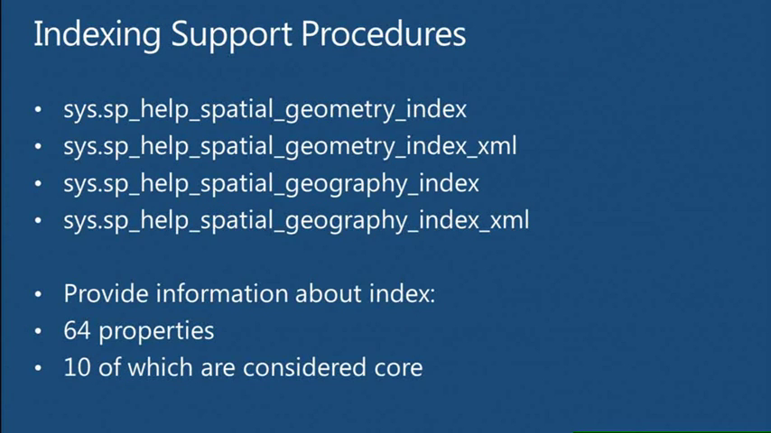And here are the spatial geometry support procedures. Now, these procedures, if you run them, will give you a plethora of information about what's happening when the index gets processed. Unfortunately, we can't run them automatically because each one of them takes a couple of minutes to run. It gives you information about the index with respect to a certain query window. There are about 10 to 15 core properties, and then there are about 50 more that give you additional information.